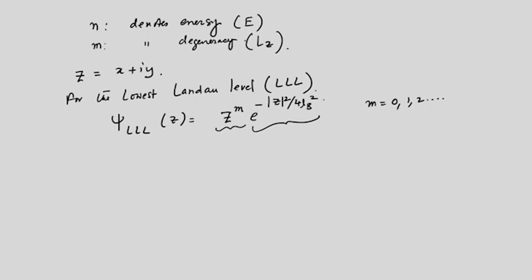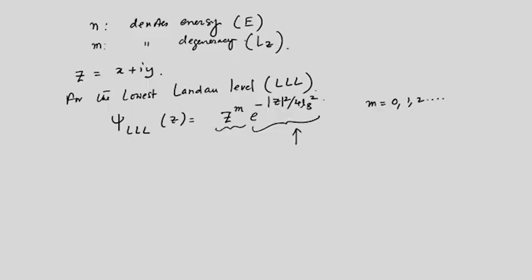This is how the lowest Landau level is written down. We have solved the problem in the symmetric gauge, where A is given by half R cross B, and neither Px nor Py is conserved in that case. But fortunately we have been able to find another quantity that is conserved apart from the energy, which is Lz. This part is called a Gaussian, and this is the Hermite polynomial, but now written in terms of a complex number.